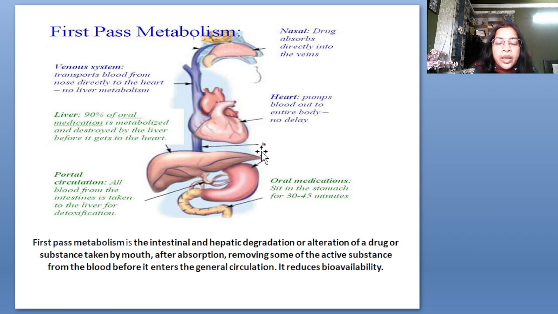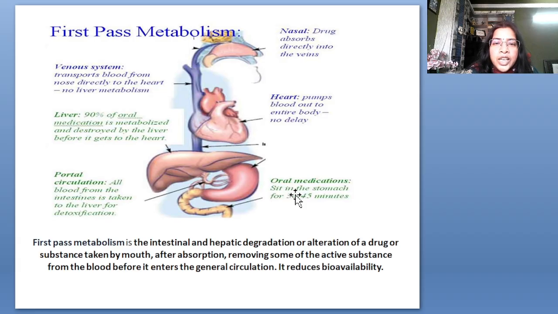First pass metabolism. As you saw, what is first pass metabolism? First pass metabolism is the intestinal and hepatic degradation or alteration of the drug or substance taken by mouth after absorption, removing some of the active substance from the blood before it enters the general circulation. First pass metabolism, as you know, reduces bioavailability. So you can see what first pass metabolism is.